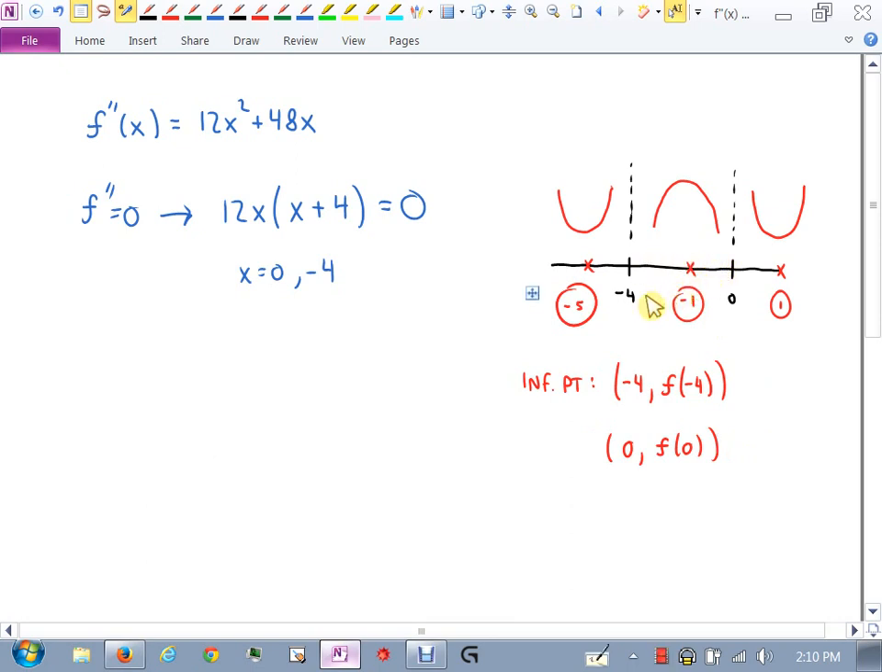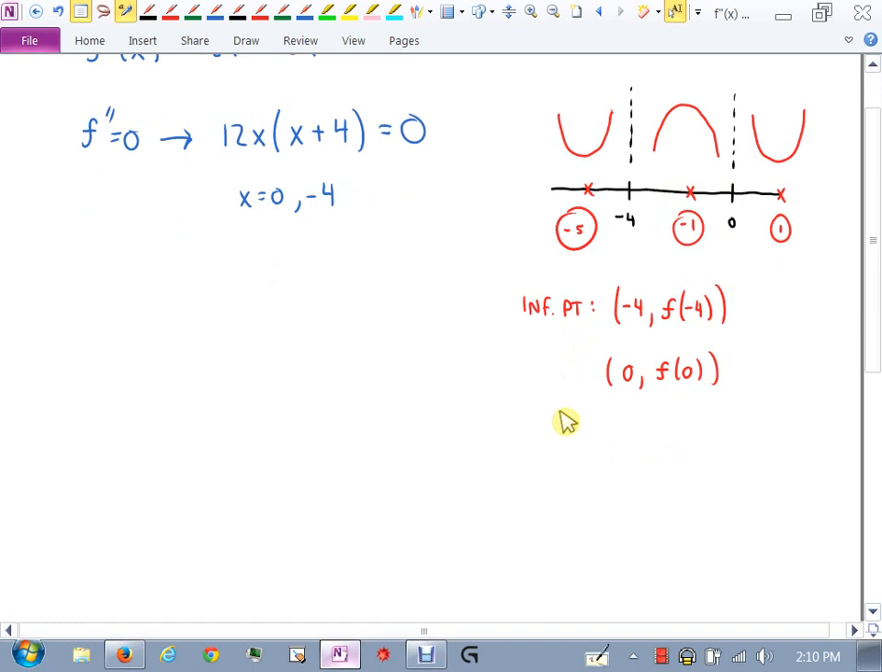All right, where am I concave up? Where am I concave down? So where is my original function smiling? Where is my original function frowning? That's what I want to know now. Tell me where it's smiling. It's an interval. Negative infinity to negative 4, union 0 to infinity, and then frowning from negative 4 to 0. Are you all following this?